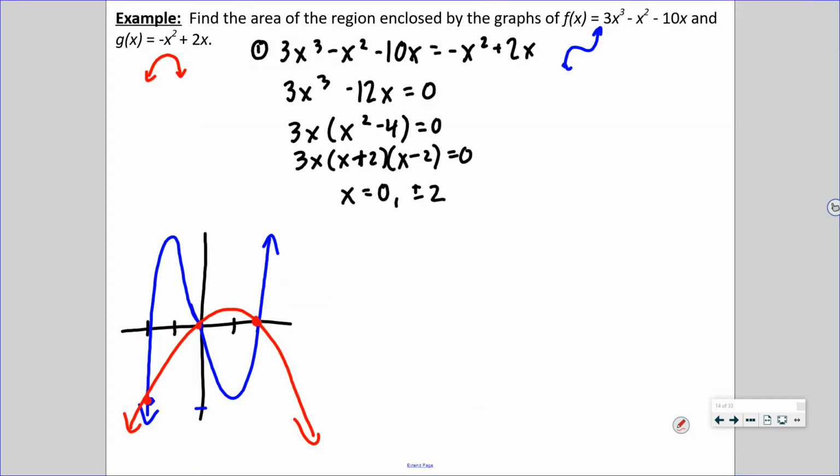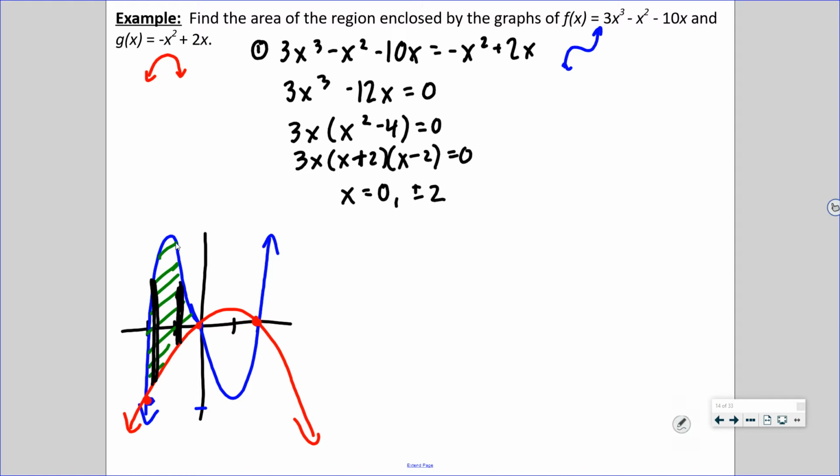But in this case, we don't need to know exactly how high or how low, because we're doing this in terms of x. Our bounds are not going to depend on how high or low this goes. We're going to find this area. If you draw your rectangle anywhere within here, you'll see the height of that strip, the top minus the bottom, would be the blue minus the red, even if you drew it way over here.